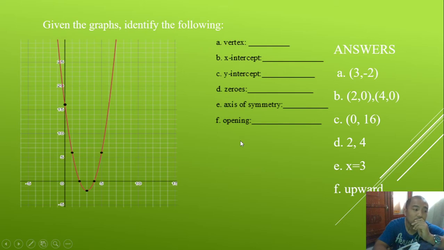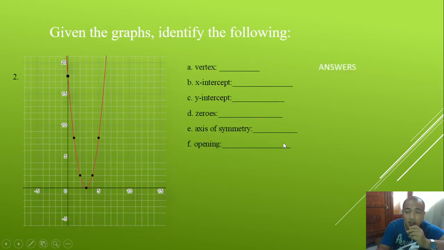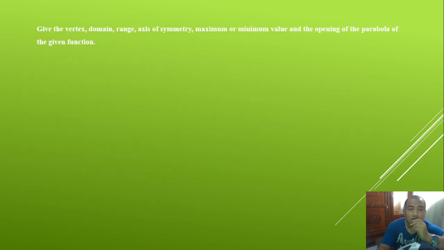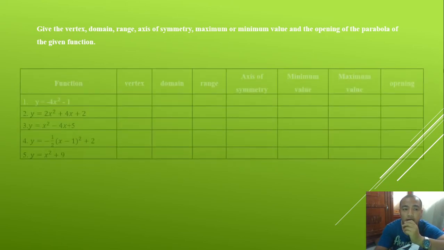Y is greater than or equal to k. What is k? Negative 2. Y is greater than or equal to k. Upward. Now, identify the vertex, domain, range, axis of symmetry, minimum or maximum value, and the opening of the parabola of the given function.